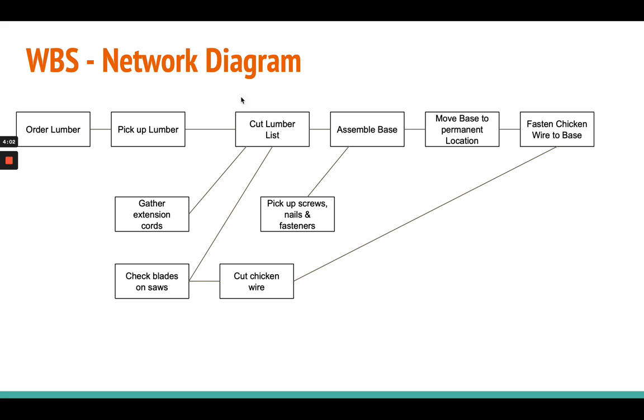And as you can see, all along here, we have different precedent relationships. I can pick up the lumber without gathering the extension cords, but I cannot cut the lumber list without my extension cords or without checking the blades on my saws. I can assemble the base after I've cut the lumber list, but I have to pick up the screws, nails, and fasteners. Nothing else is a precedent here. Like I can do that whenever. Okay? So these lines are representing the relationship of what happens first, second, and third when they must happen in that order.